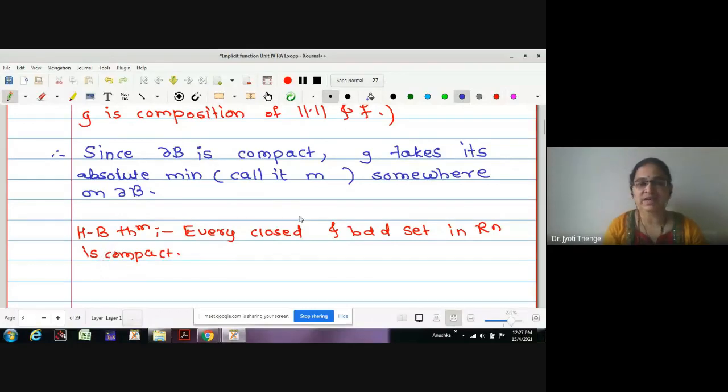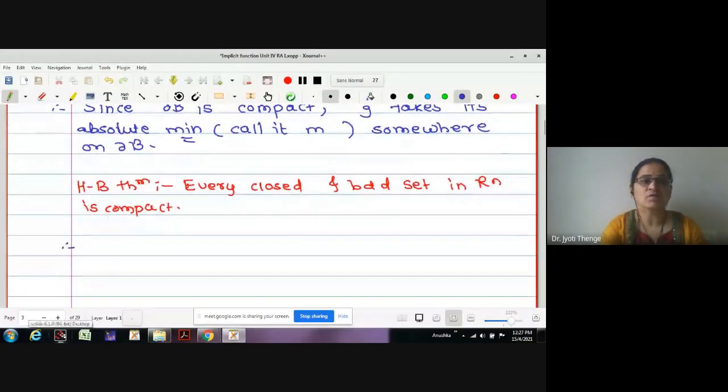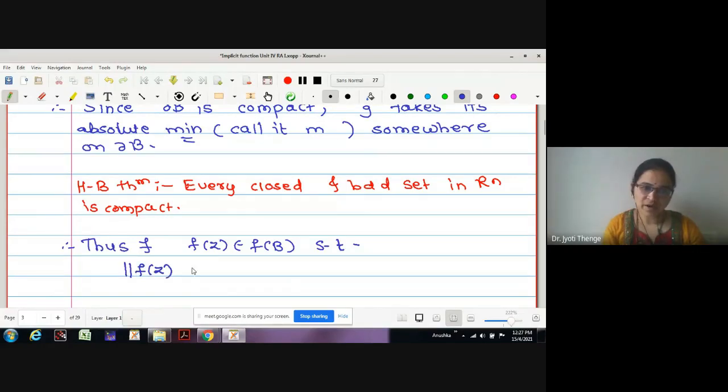Okay, now as we are saying g takes its minimum, call it M. Therefore, let me assume there exists some point on the boundary for which this minima occurs. Thus there exists some point f(z) in f(∂B) such that norm of f(z) minus f(a) is equal to M for some point z on the boundary.